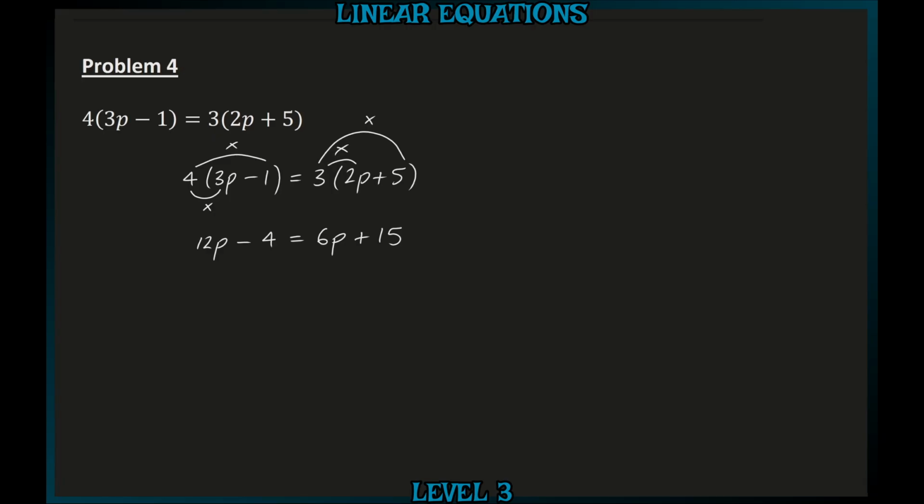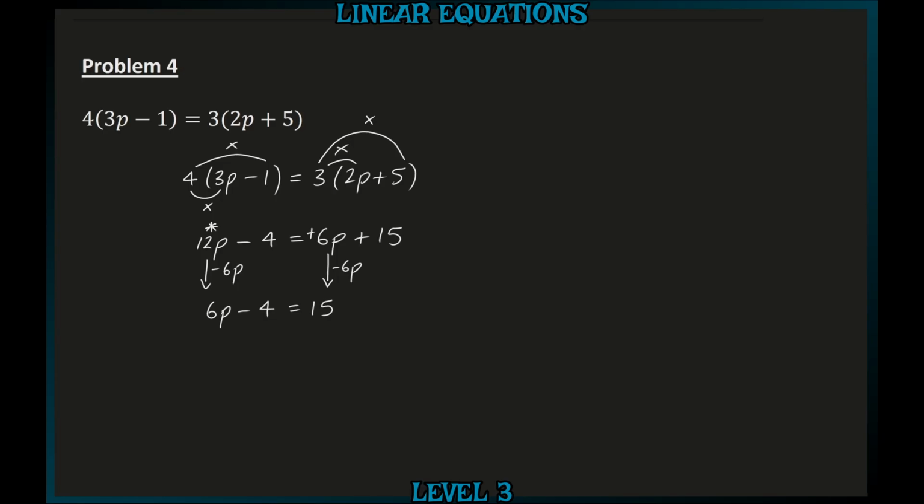Now we want to keep our p's on the side where we start with the most, so we're going to keep them on the left, which means that we want to remove the 6p from the right. And since this is a + 6p, we're going to minus 6p, and do exactly the same on the left-hand side. Now the left becomes 6p - 4, because 12p - 6p is 6p. And on the right, 6p - 6p is 0, so we're just left with 15.